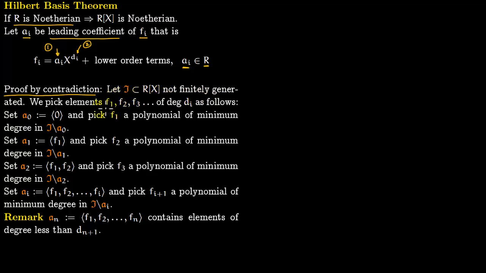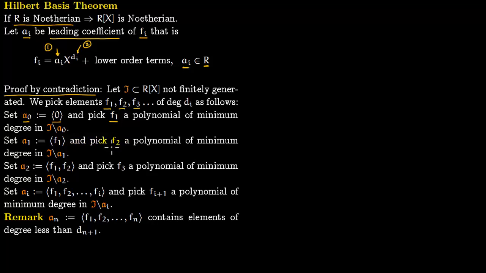So we will pick up elements f1, f2, f3 in an inductive manner. This f1 will have degree d1, just like fi has degree di. So f1 will be of the form a1 times x to the power of d1 plus some lower order terms. f2 will be of degree d2, f3 will be of degree d3, and the procedure is as follows. First you set a0 as just 0. You pick f1, a non-zero polynomial of minimum degree from the ideal I, so from the ideal I you just take out the 0 element. Then you construct a new ideal a1 which is generated by this f1 we picked up here.